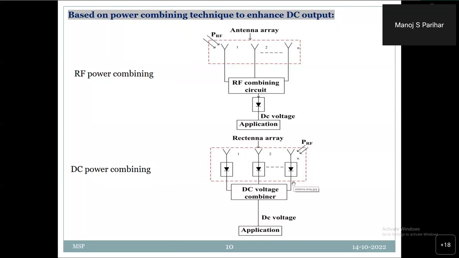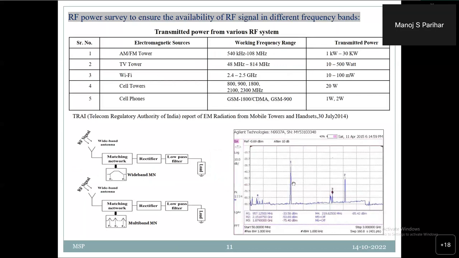Before starting the design, we have to ensure the availability of the RF signal. Sometimes a survey is done to identify the signal strength from different sources. If you see this, the power transmitted from AM or FM is close to 1 kilowatt to 30 kilowatt, with a frequency range of 540 to 180 megahertz. From TV, it's around 10 to 500 watt. Then from Wi-Fi technologies, the frequency is 2.4 to 2.5 gigahertz, and the typical transmitted power is 10 to 100 milliwatt. Then for GSM cell towers, it's around 20 watt. Then cell phones, it's around 1 watt to 2 watt from GSM or CDMA.